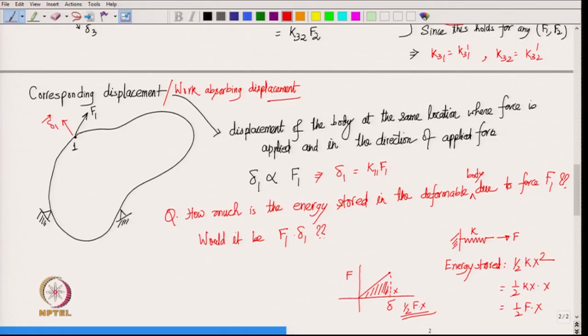But then what is the work done by the agent who is applying the force F1? You see, in this case the total force is acting instantly. So, the work done by the agent would simply be F1 into delta 1, there is no half. So, work done by the agent is F1 into delta 1, but the energy stored is still half of F1 into delta 1. So, where is that remaining half? So, that has basically dissipated because you applied it instantly. So, some part gets converted into kinetic energy, some part gets stored and some part gets dissipated.